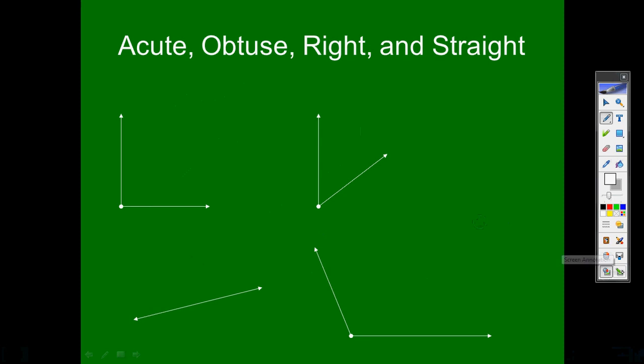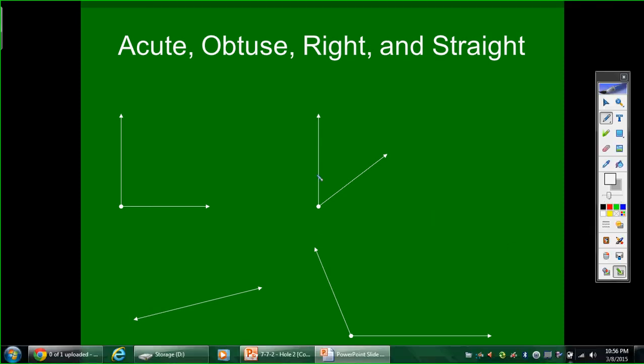Acute, obtuse, and right angles. This is a right angle. You can see it forms a 90-degree angle. An acute angle is right here. Acute is anything that is less than 90 degrees. So that would be your acute angle, less than 90 degrees.